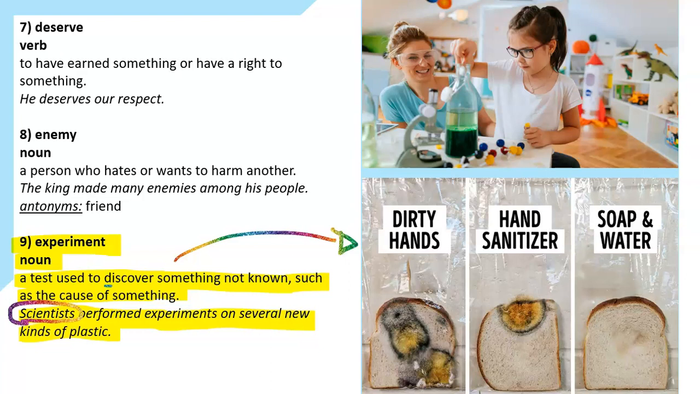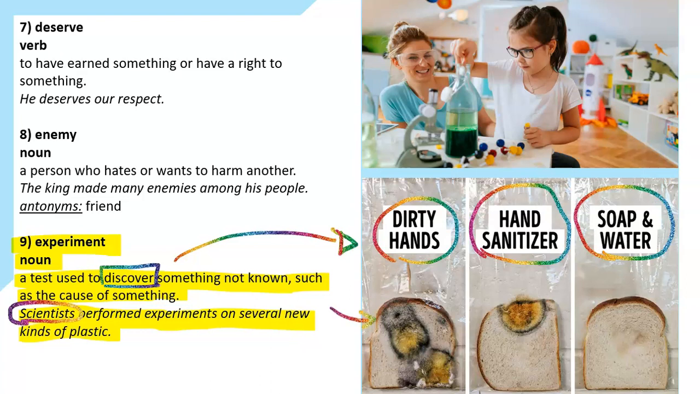They wanted to know what would happen if you touch bread with dirty hands, with hands that have hand sanitizer, and with hands that you washed with soap and water. So in this experiment, we want to know what will happen to the bread. And this is what happened after the experiment.